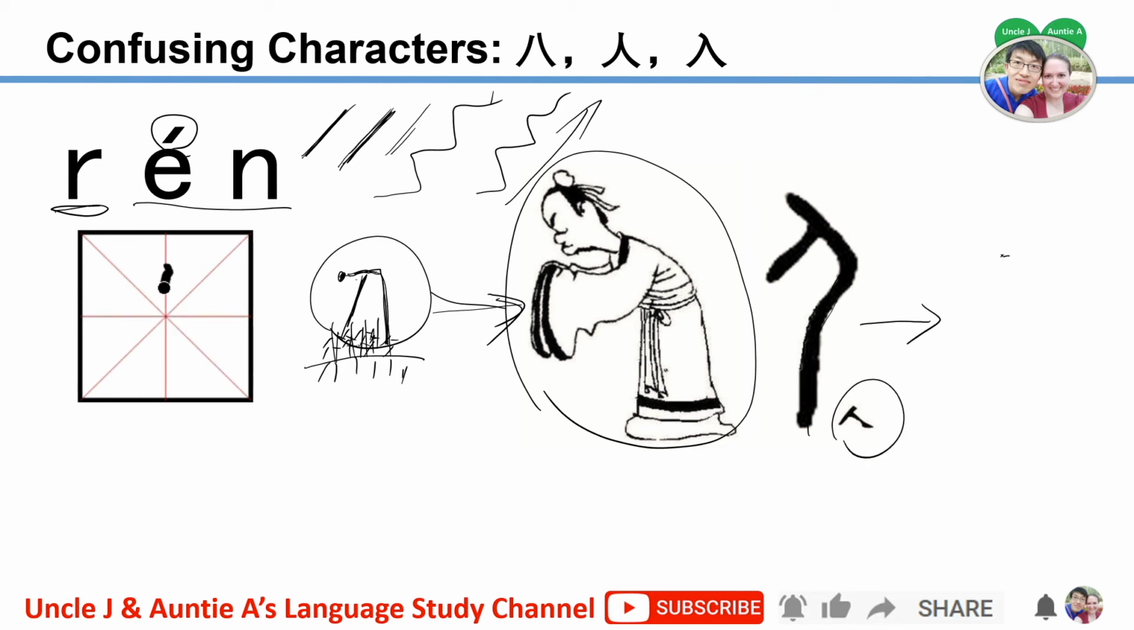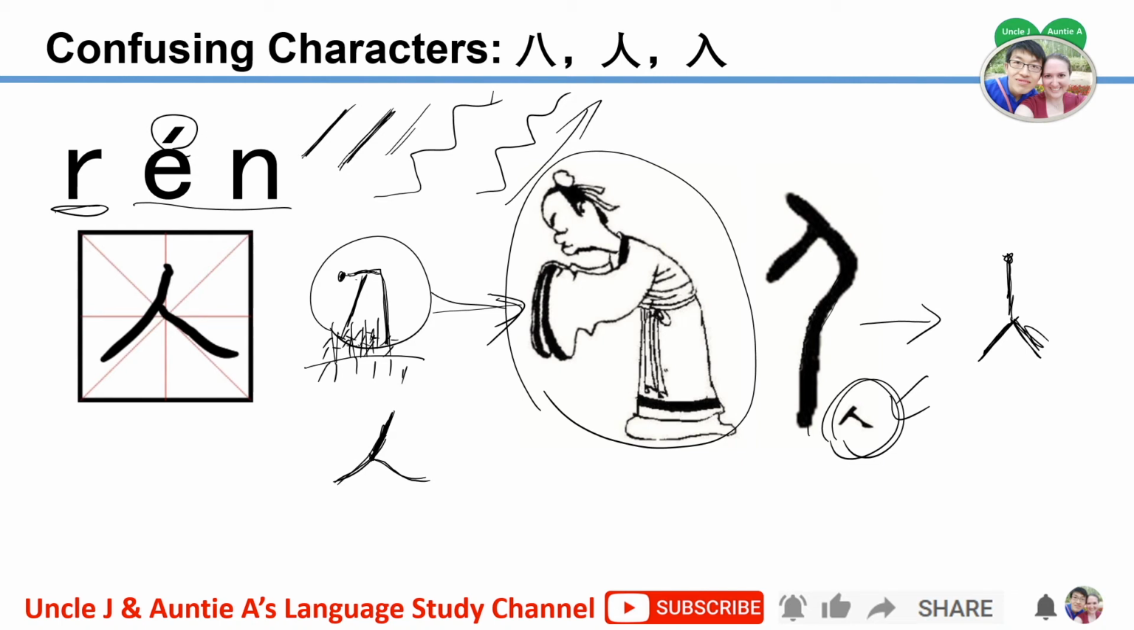And then later on, the character evolves to be like this. Head, body is straight, left leg, and then right leg become like this. And then finally, it became like this. This is the modern way. Left side, right side. See, Uncle Jay calls it, the left side is a bit longer because it extrudes a little bit. It comes out a little bit, but the right side doesn't. So this is 人.